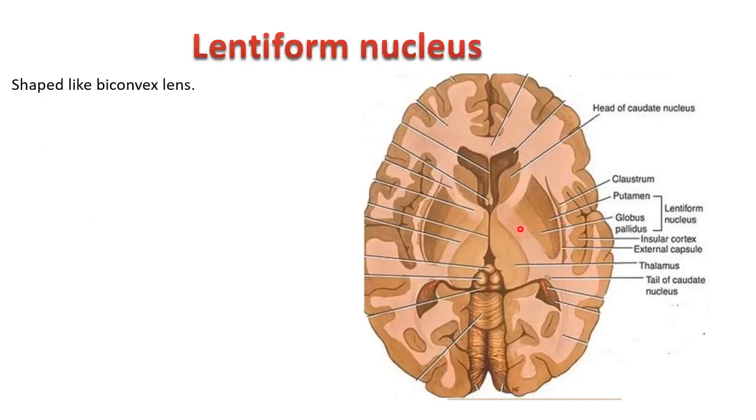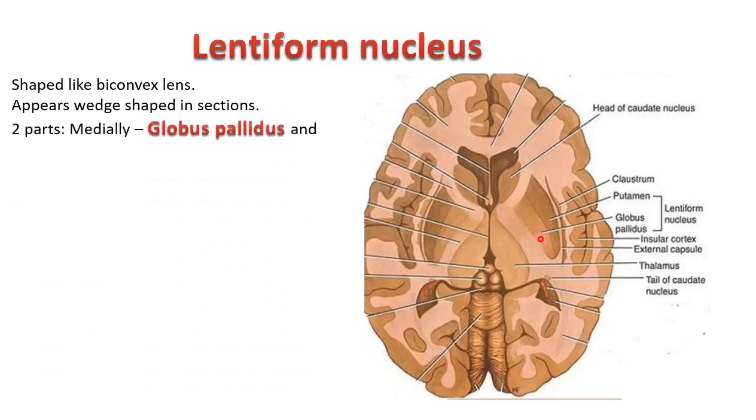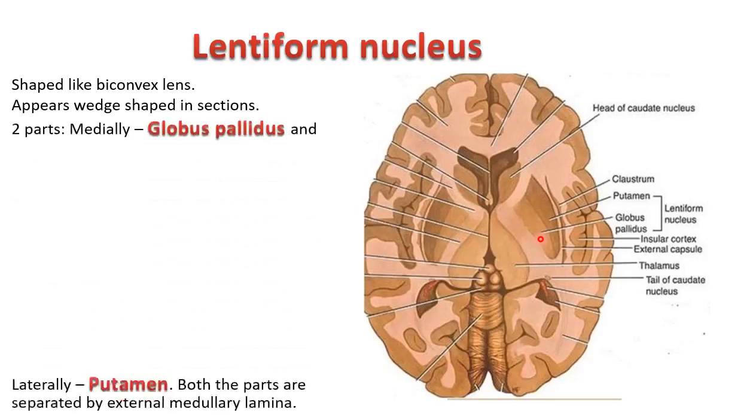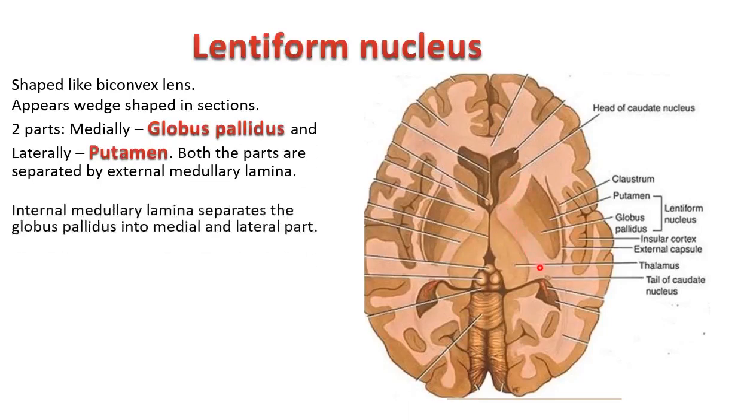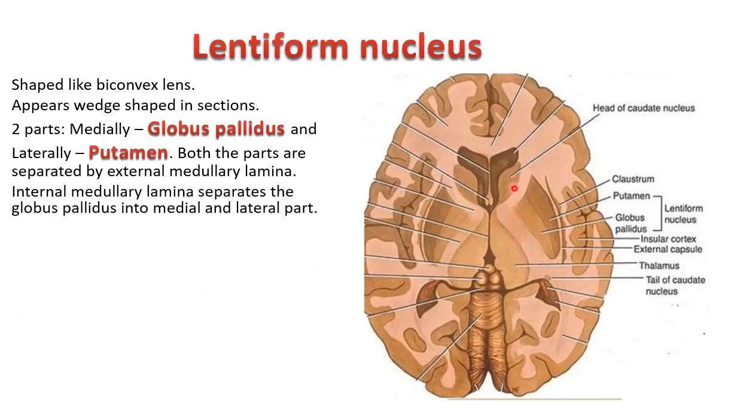It consists of two parts. The lateral part is called the putamen and is part of the neocortex, whereas the globus pallidus is part of the paleocortex. It is triangular or wedge shaped in sections, and it is related medially to the internal capsule. You can see the anterior limb, genu and posterior limb of the internal capsule, which separates the lentiform nucleus from the caudate nucleus and the thalamus.